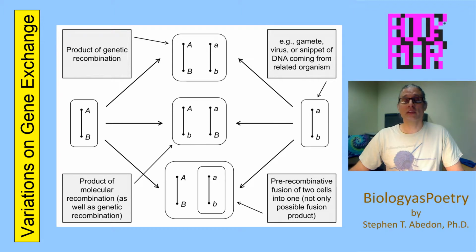Here we see variations on gene exchange, all from the perspective of recombination. With genetic recombination, you're basically bringing DNA from two different organisms into the same cytoplasm or nucleus, and that's what's being shown here. The source of this DNA could be a gamete, it could be a virus, it could be DNA that's just floating in the extracellular environment.